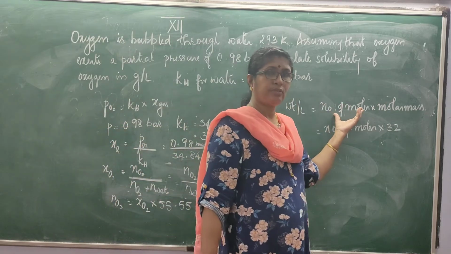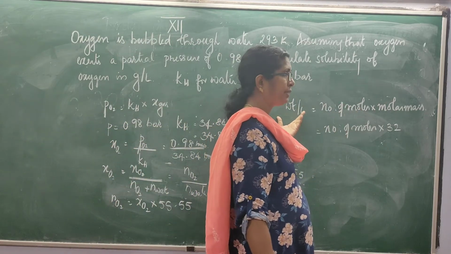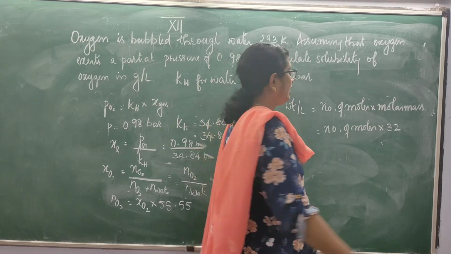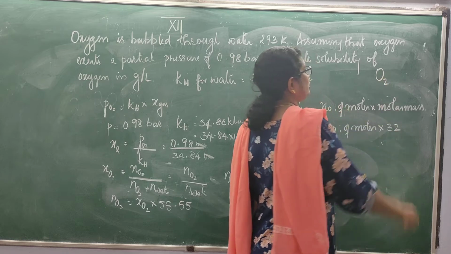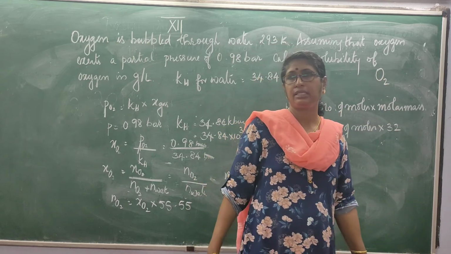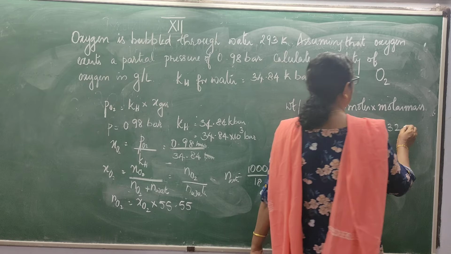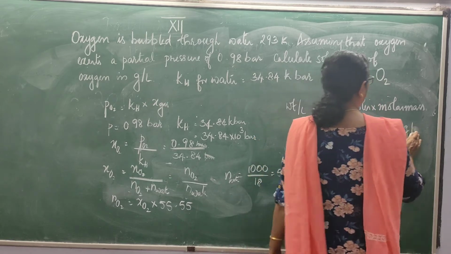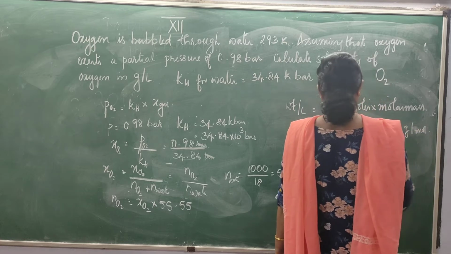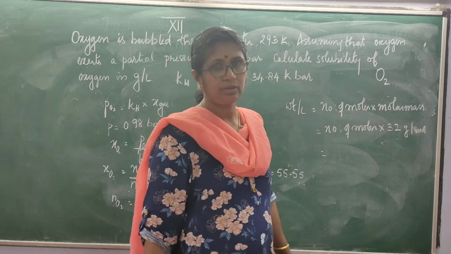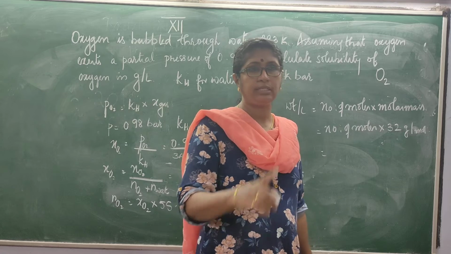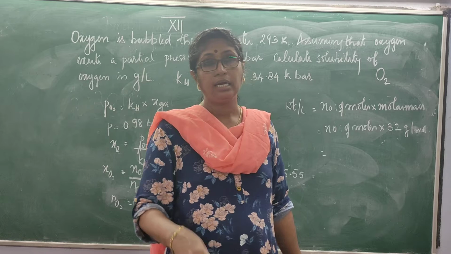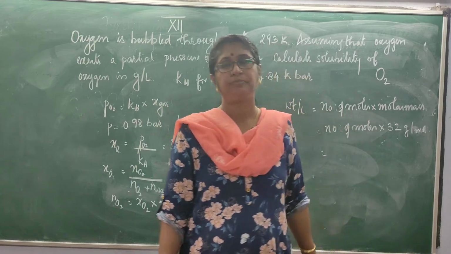If you know the number of moles of oxygen, you can find out the weight per liter, that is, multiply by the molar mass of oxygen gas, which is O2. Oxygen's atomic mass is 16, so 16 into 2 is 32. So its molar mass is 32 gram per mole. When you multiply, you will get the weight per liter. So this is how you calculate the number of moles of oxygen in gram per liter.